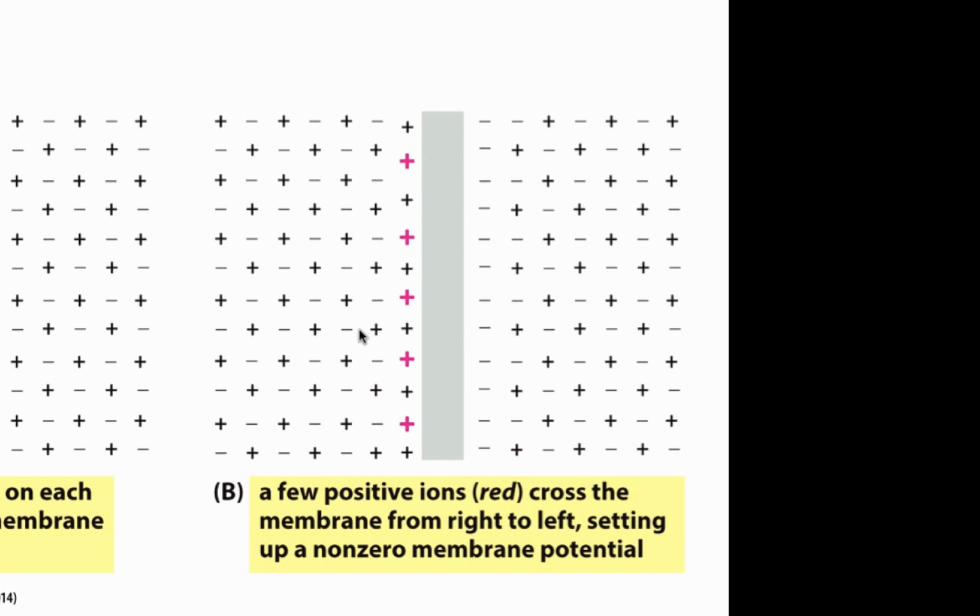So a few positive ions that have crossed the membrane from the right environment to the left have now set up a non-zero membrane potential, and therefore, as you can appreciate, the charge to the left of the membrane is slightly positive and the charge to the right of the membrane is slightly negative.